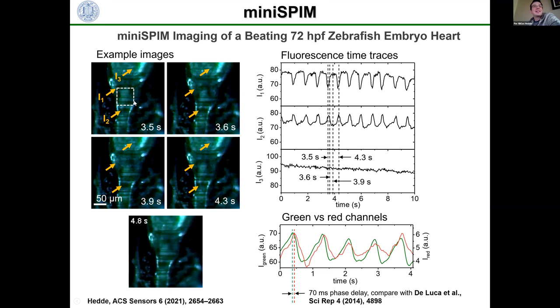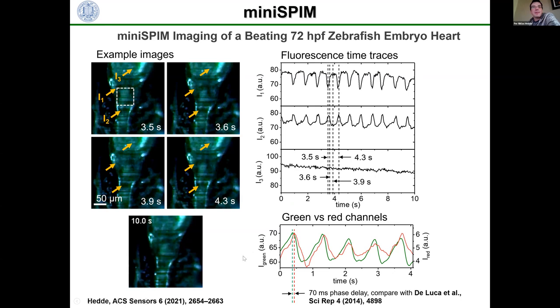We quantified the fluorescence intensity at different regions, at the heart chamber, the inlet, and then outlet, and also a reference region somewhere else. And you can clearly see the frequency of the heart, the pulsing in the heart. Of course, the inlet and the outlet are in different phases, a 180-degree phase shift, which we can also quantify here.